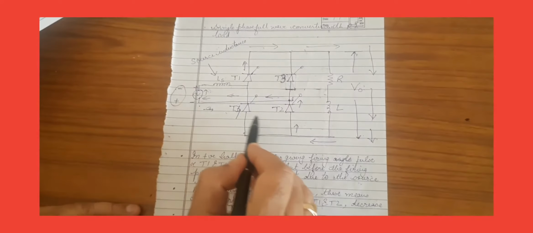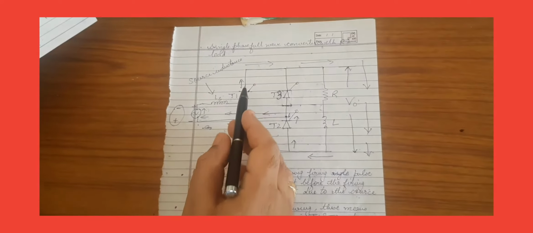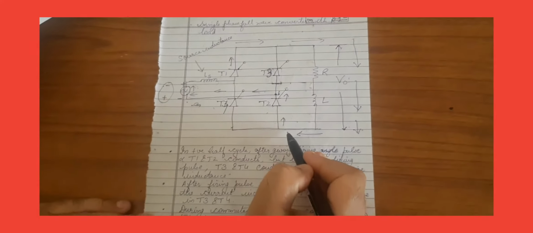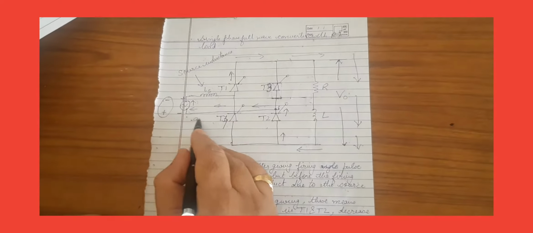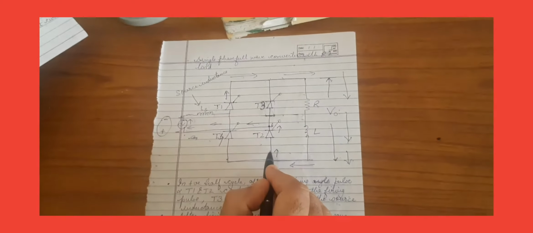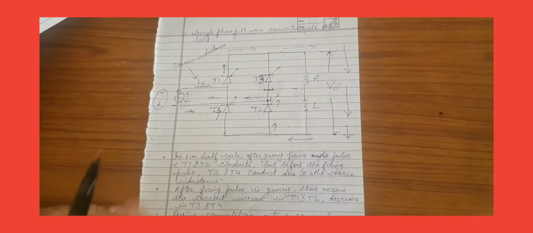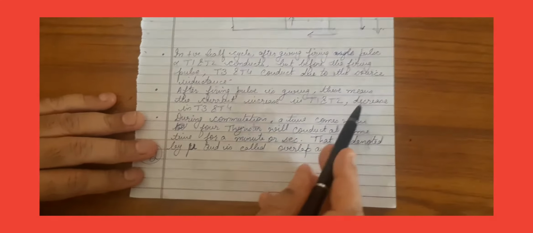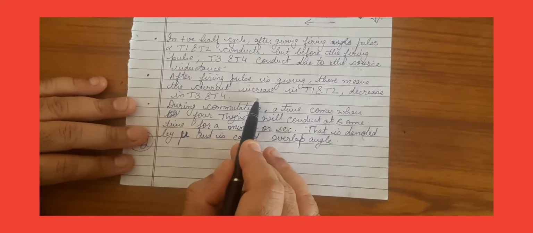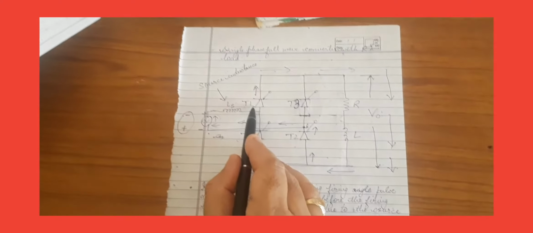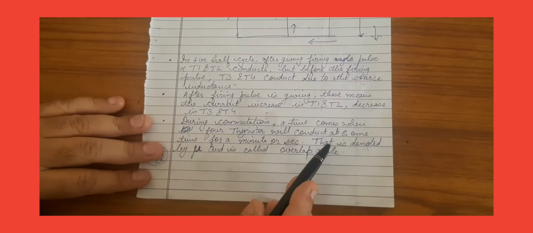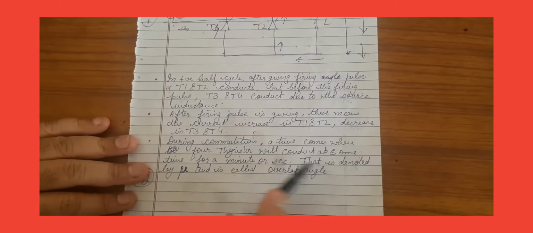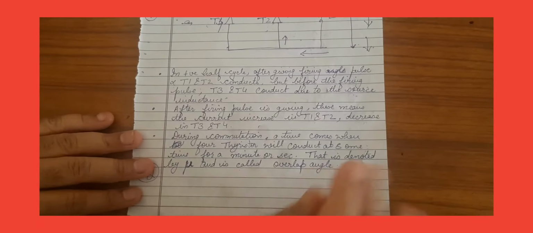Now when T1 and T2 are conducting, the current will flow like this, and when T3 and T4 are conducting, the current will move like this in the opposite direction. When the firing angle is given, the current will increase in T1 and T2 and decrease in T3 and T4. During the commutation, a time comes when all 4 thyristors conduct for a short time. That is denoted by mu and is called the overlap angle.